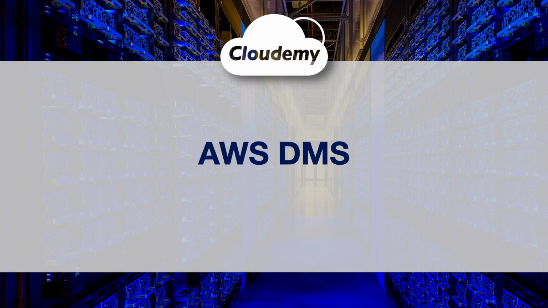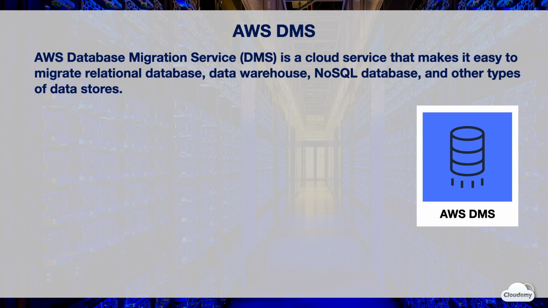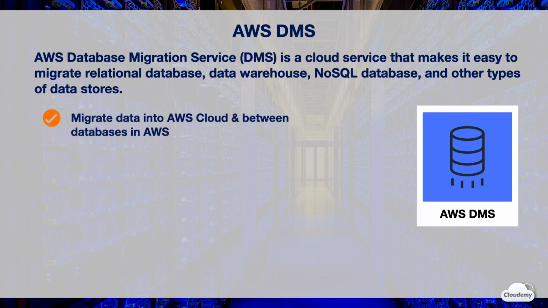In this episode, we're going to look at AWS Database Migration Service. AWS Database Migration Service, or DMS, is a cloud service that makes it easy to migrate relational databases, data warehouses, NoSQL databases, and other types of data stores. You can use DMS to migrate your data into the AWS cloud, or migrate data between databases in AWS. You can also use DMS for cross-region migration.